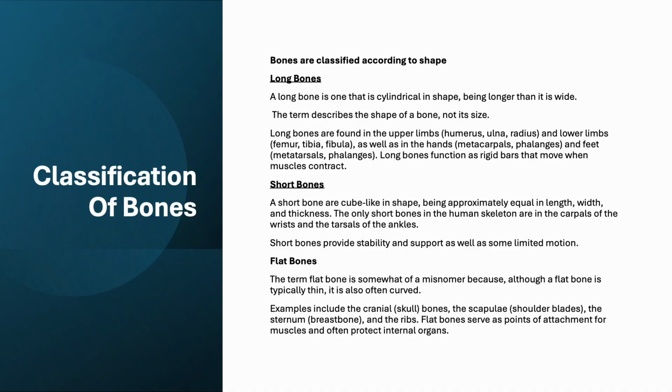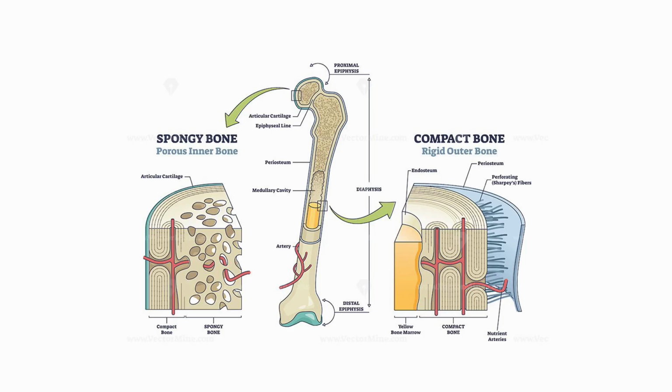Flat bones, on the other hand, are misnomers, because although a flat bone is typically thin, it is also curved. Examples include the cranial bones, scapulae, and the sternal bones, and they offer attachment of the muscle sometimes and protect internal organs.